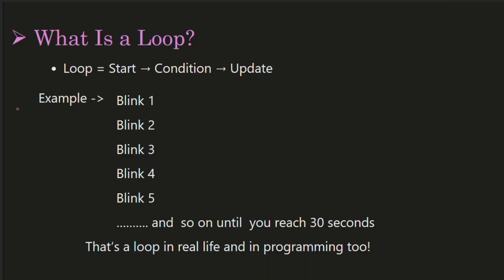Now let's see, what is a loop? A loop is a way to tell the computer, hey, do this again and again until I say stop. Just like you have a plan while doing a task multiple times. You know where to start, when to stop, and how to move to the next step. Let's see the loop structure. Loop equals start, then we write the condition, then we update.